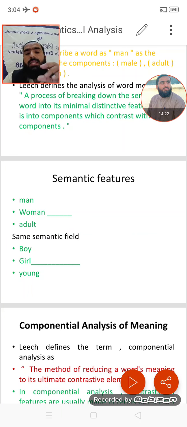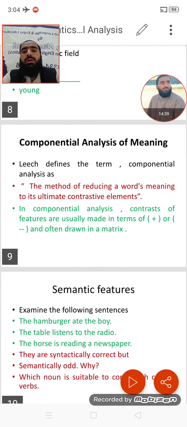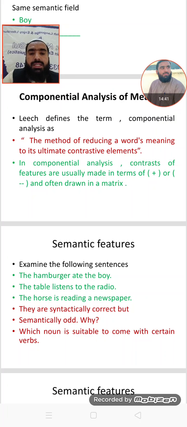Remember students, man, woman and adult, boy, girl and young belong to the same semantic field. Why? Because there is similarity among these entities. They are the names of human beings. Leech defines the term componential analysis as the method of reducing a word's meaning to its ultimate contrastive elements.